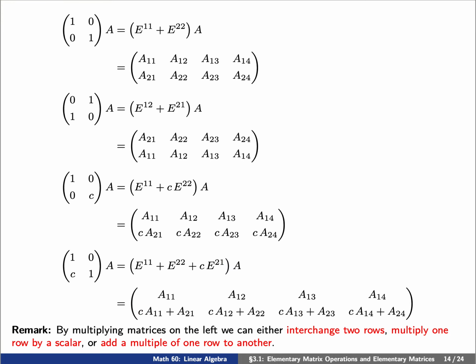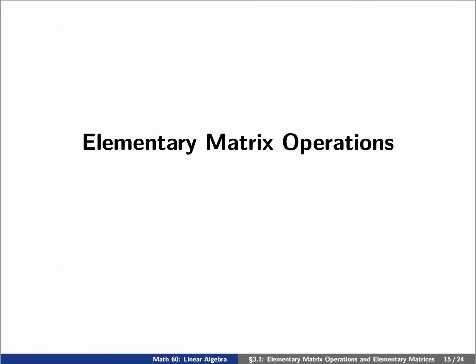Staring at these four examples, we now see that if we multiply our matrices on the left, then either we're interchanging two rows, multiplying one row by a scalar, or adding a multiple of one row to another. We're going to try to explain what happens here in a more general sense. This will lead us into elementary matrix operations.